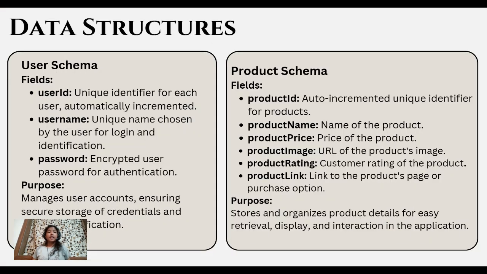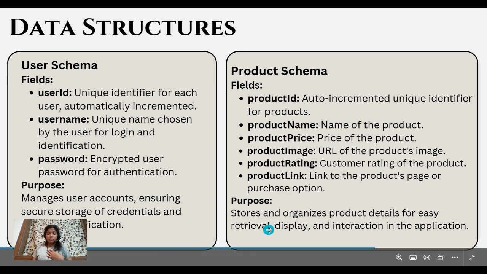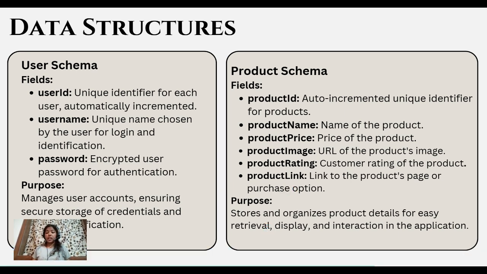And the data structures are user schema, product schema, chat schema, and chat history schema. The user schema helps check and validate the user credentials, and whether they're logged in or not. The user schema contains user ID, username, and password. The product schema stores all the product details: product ID, product name, price, tag, rating, link.